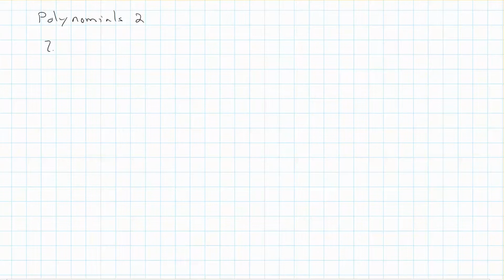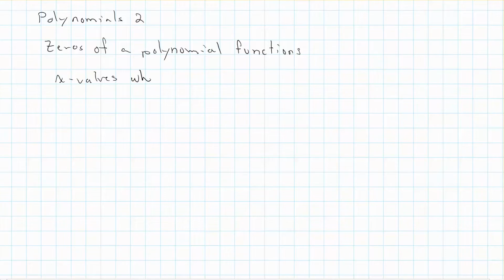Zeros of a polynomial function. Well, again, these are just the x values when f(x) equals 0. So there are a lot of ways that we can say this.